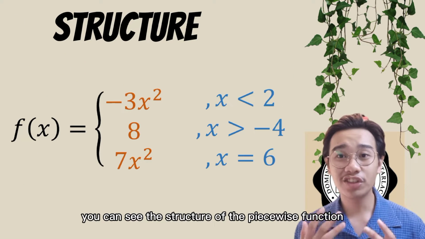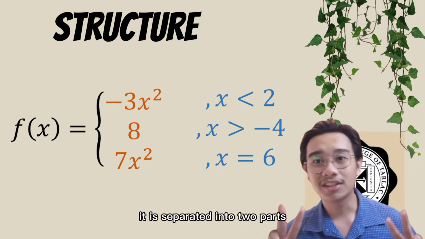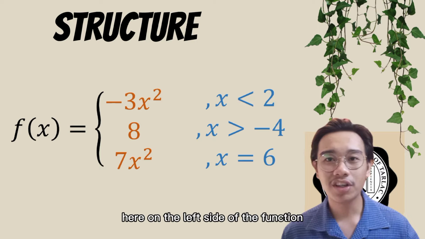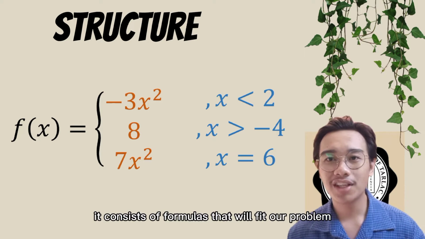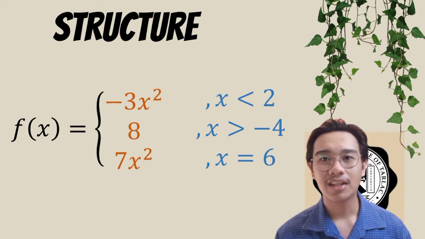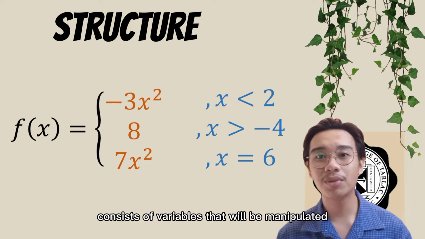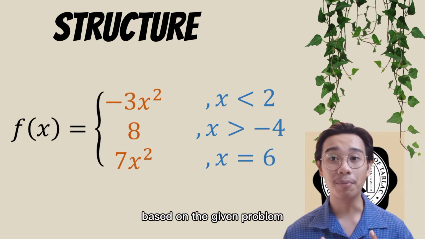Here, we can see the structure of the piecewise function. It is separated into two parts. On the left side of the function, it consists of formulas that will fit our problem based on the pieces on the right side. The pieces on the right side consist of variables that will be manipulated based on the given problem.